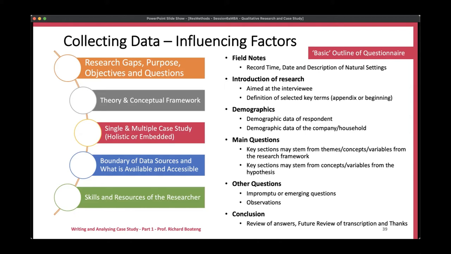Then we will also go on to select the key terms that are related to what you are trying to talk about. Now you can go to the demographic data of the respondent and the graduate study data on the company or household. But as of now, many people who are doing good studies move all the demographic questions to the end, depending on what they are doing.